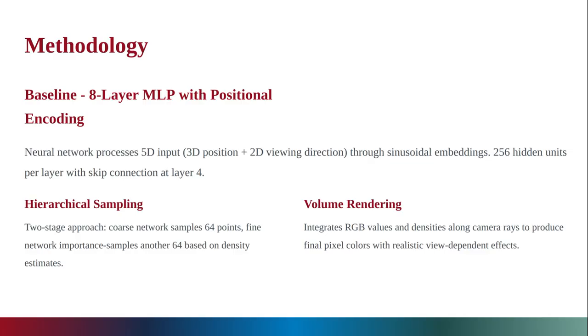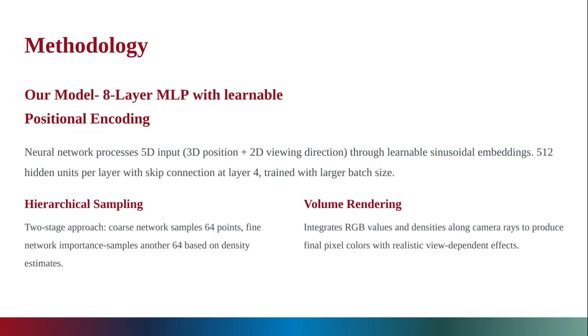The baseline uses a two-stage hierarchical sampling approach. First, a coarse network uniformly samples 64 points along each camera ray. Based on the density estimate from this coarse pass, the fine network then importance samples an additional 64 points, focusing computation on regions with high density. Finally, the baseline integrates RGB values and density along the camera ray using volume rendering.